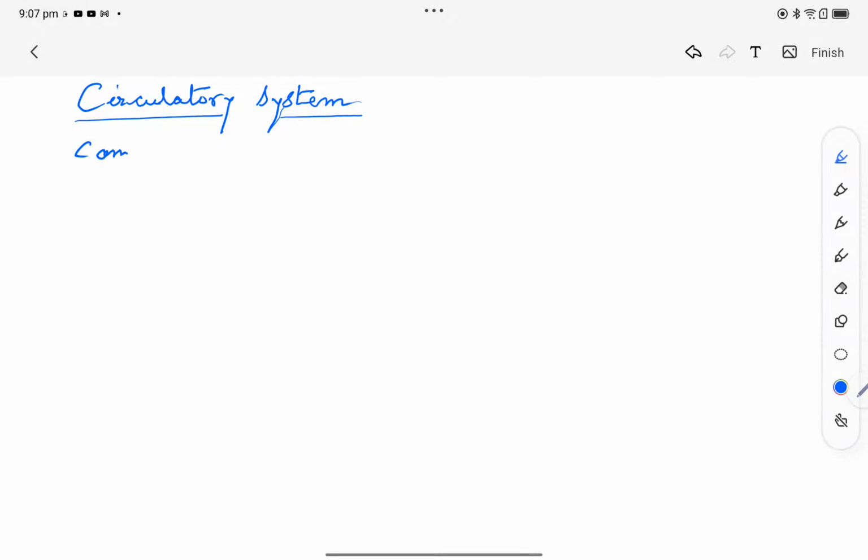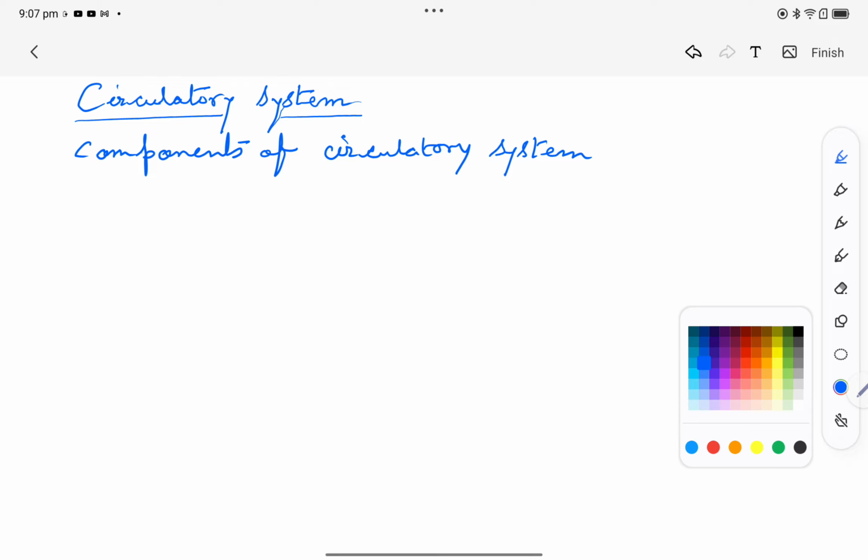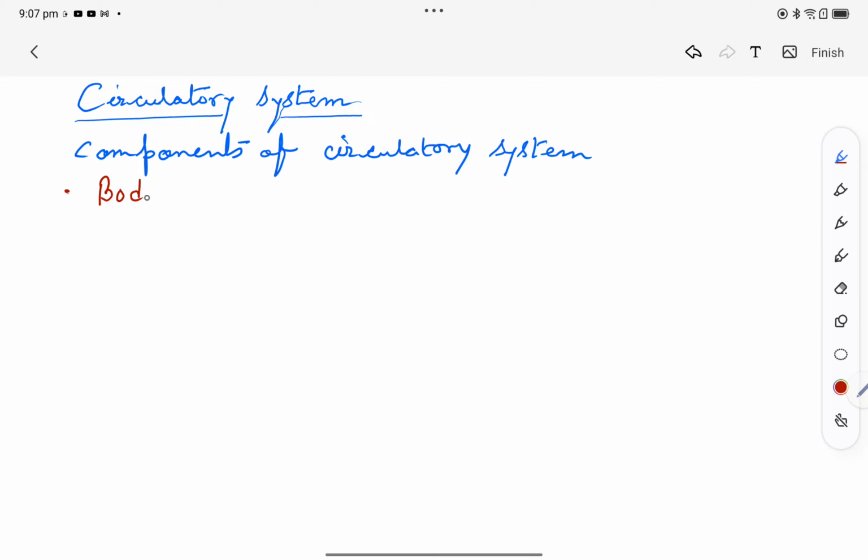So what are the components of the circulatory system? In the circulatory system we are going to get body fluids, which include blood, lymph and tissue fluid.